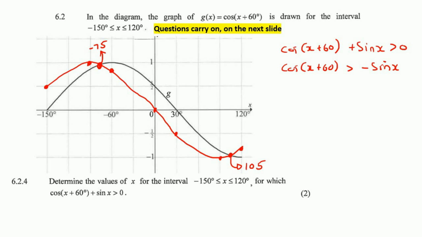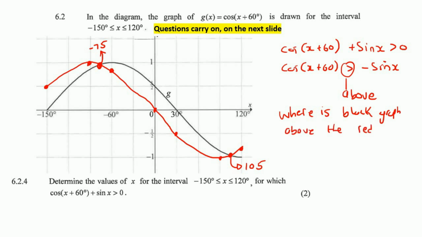Remember that this black original graph is the cos x plus 60, which is that one. And then the red one is the negative sin x that we were asked to draw earlier. So they're actually just asking you, where's the cos graph, which is the black one? Where is that bigger than the red one? That's what they're saying. When they say bigger than, it means above. So what they're saying is, where is the black graph, or the cos graph, above the red one, or the sin graph? That's what this question's actually saying.